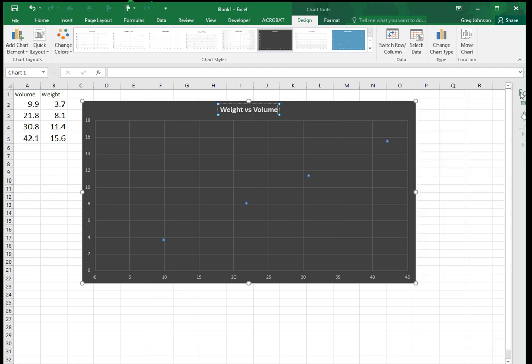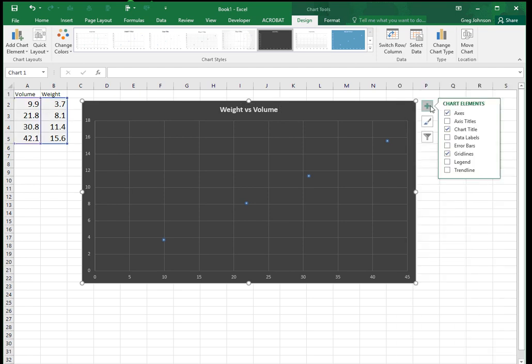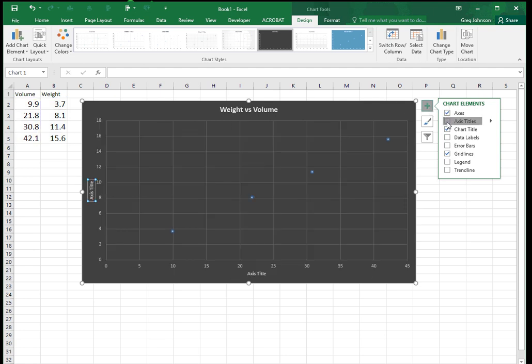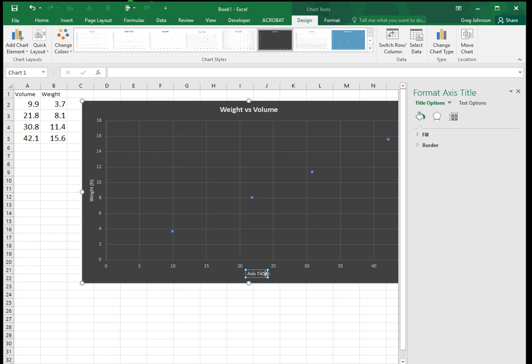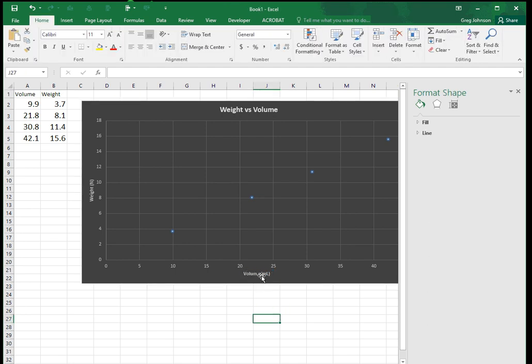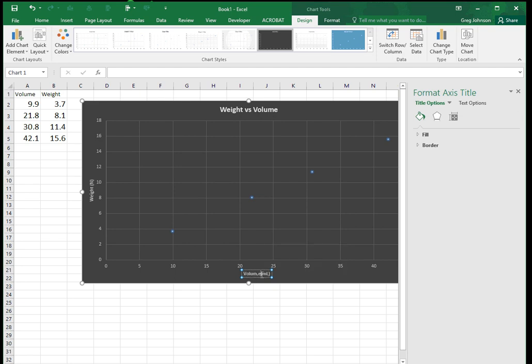Okay, and it's also nice to have some titles on your axes. So if you press this little plus thing, you can add elements. I want to add axis titles just to keep track of what I'm talking about. Okay, so here we have weight in the unit newtons, and here we have volume in the unit milliliters. So volume in milliliters, of course, looks funny. Let's fix that. Perfect.